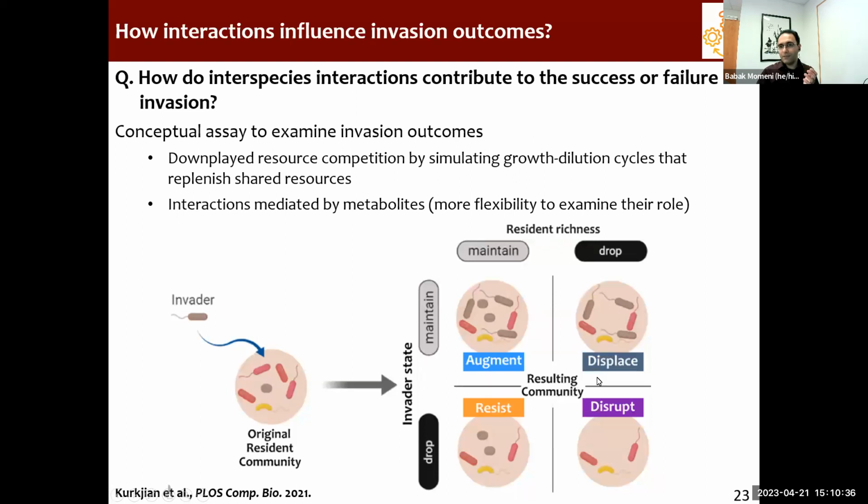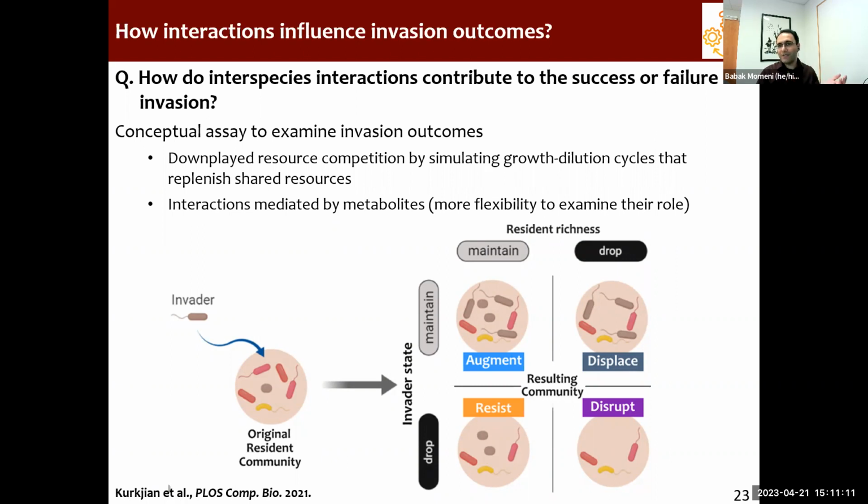Then we introduced the invader into an existing resident community, which is already stable, and asked what happens to it. We imagine there are four possible outcomes. Augmentation, which means both the invader and previous members are maintained in the environment. Displacement, which means the invader exists, but some of the existing species go extinct. Resistance, which means the invasion fails, or disruption, where the invader fails, but some of the previous members also go extinct in that process.